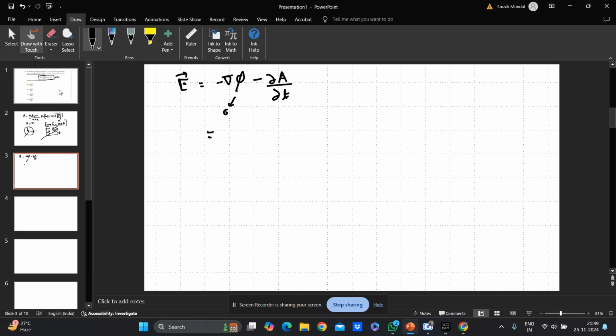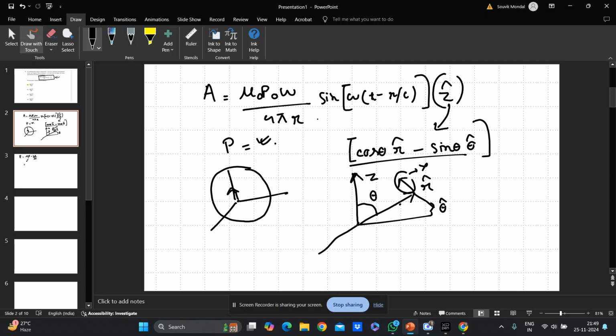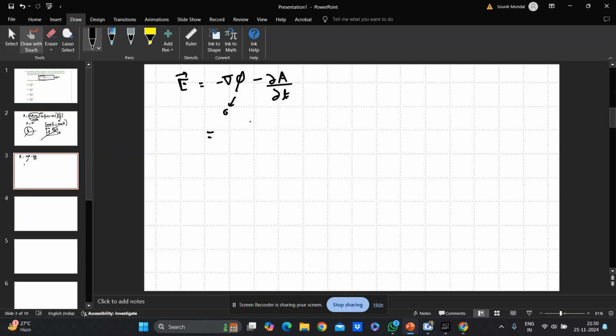Okay, and another thing you can do is this term mu naught p naught omega by 4 pi, this part is a constant. It has nothing to do with the derivatives and curl, grad, nothing to do with that. So let's take this as a constant k, so that your calculation will be a little bit easier. At least it looks a little bit simpler. Okay, so I am taking this term as a constant k.